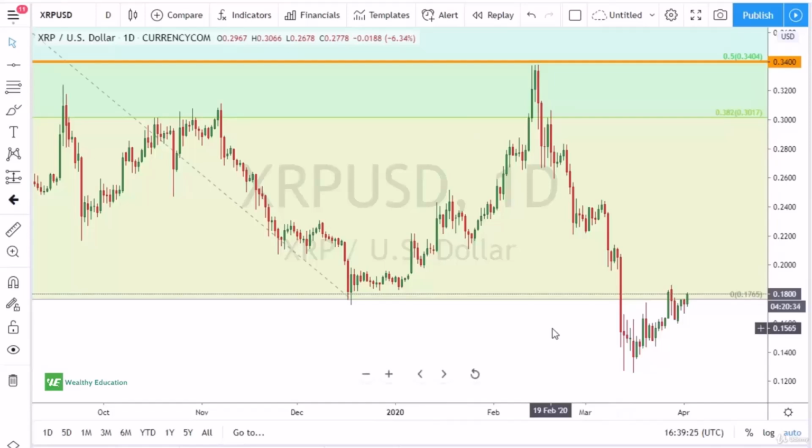So again, don't get too hung up on Fibonacci, but do realize that it gives you an opportunity to look for places where people are going to be trading. And that's really all it is.